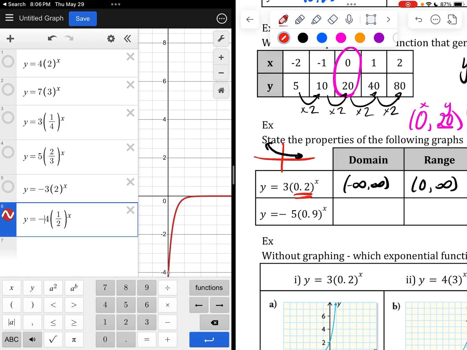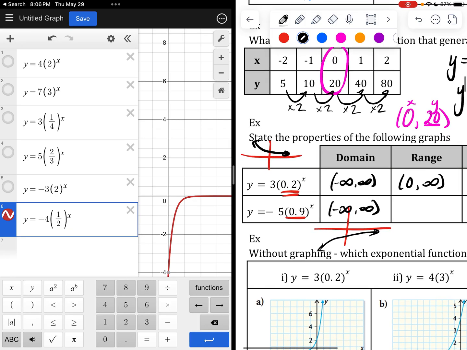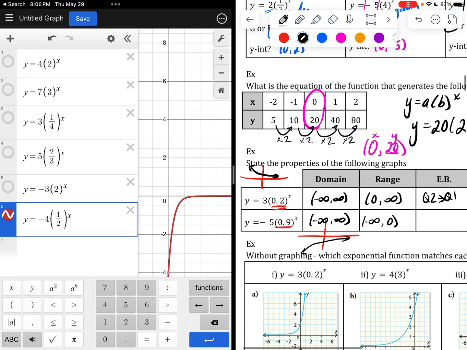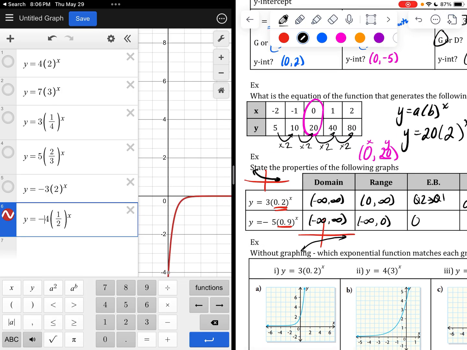Okay. And then for the second one, this would be a decay curve. So before anything else, it would look something like this, but it's reflected. So I'm going to take this graph and I'm going to flip it across the x-axis. So it's going to look like this. Okay. So the domain stays the same, but this time the range goes from -infinity to 0. Okay. The end behavior is in the bottom 2 quadrants, so Q3 to Q4.